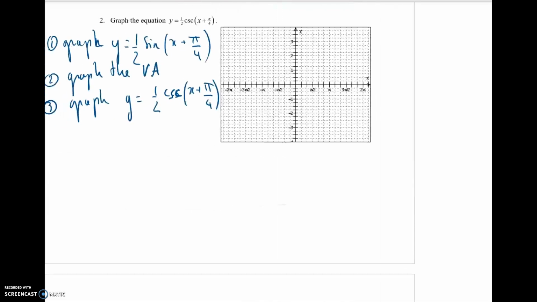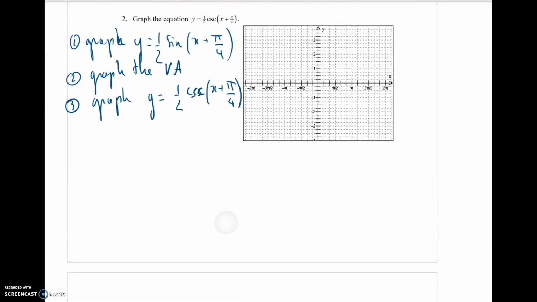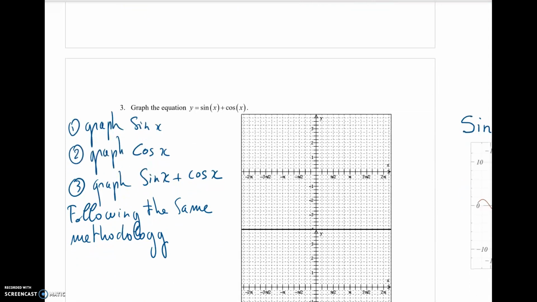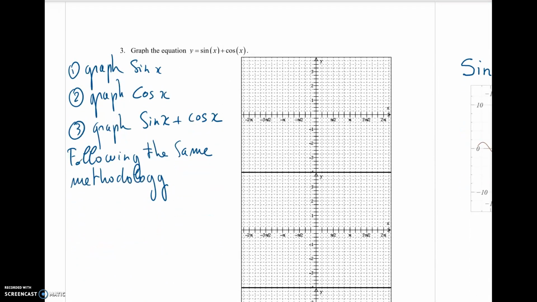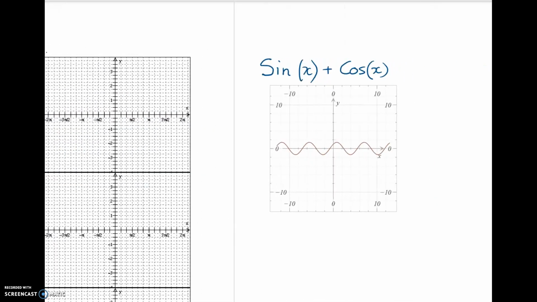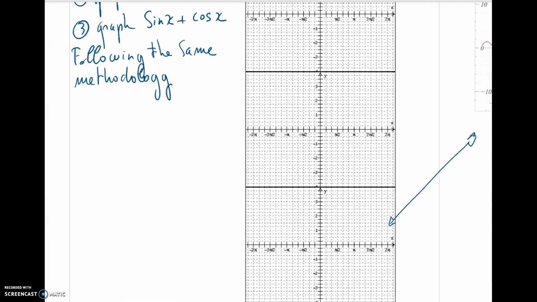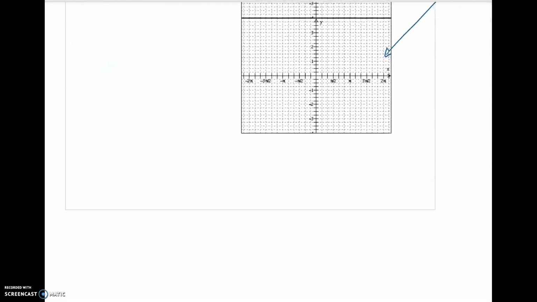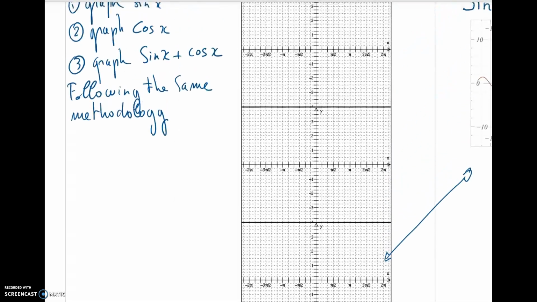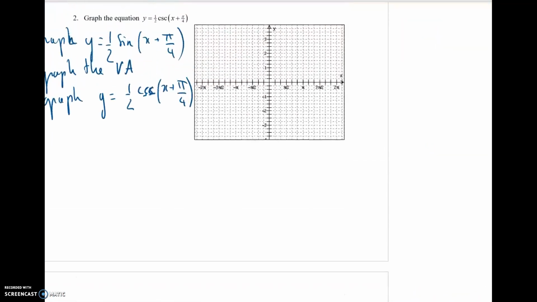I didn't use my calculator to show you the graph, but that's okay. On this graph right here, same idea. Graph sine x, graph cosine x, then you will be able to graph sine x plus cosine x. You are supposed to find something like that. So please, when you are going to graph, you are supposed to have on this last part right here the same thing, following the same methodology. Okay, guys? So I think we are at the end. Things should be pretty easy.